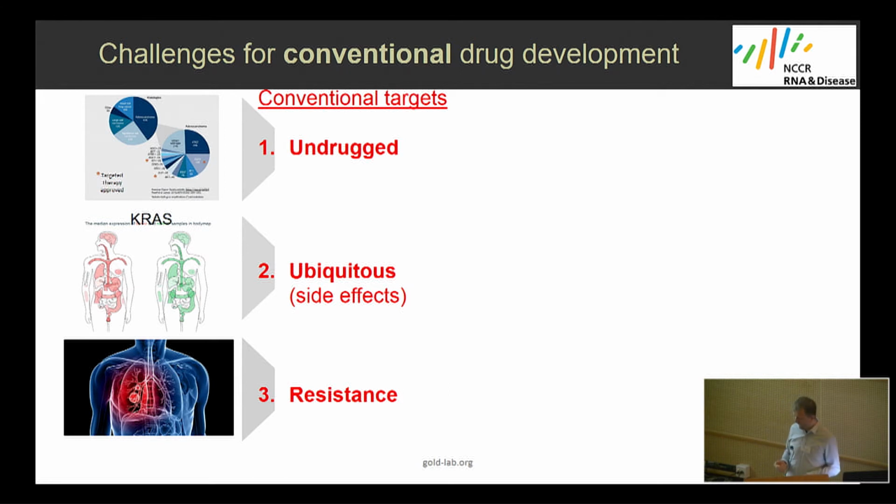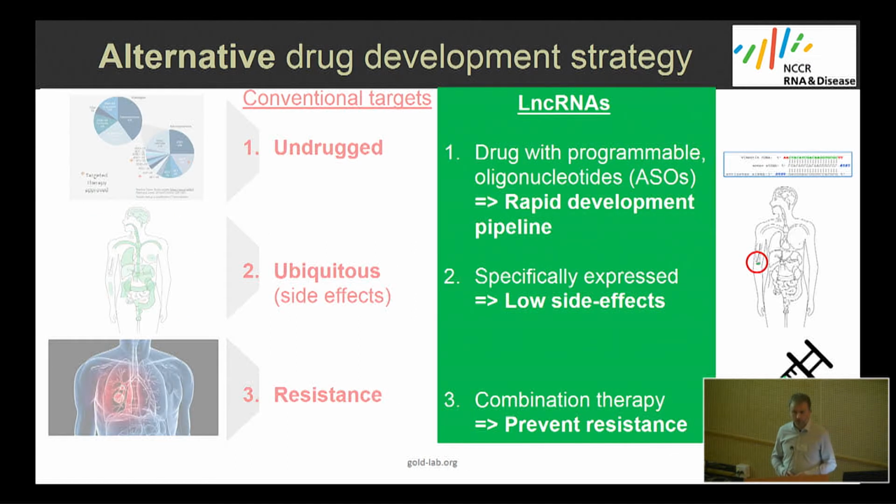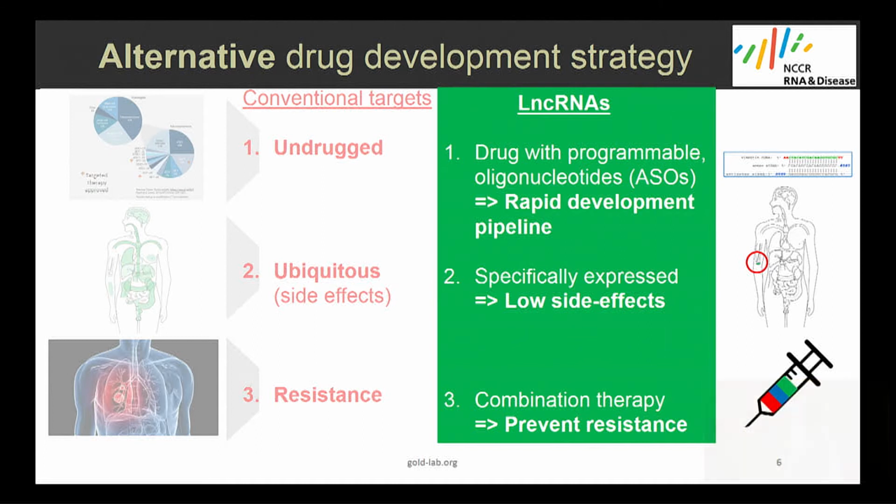Okay, so we have not solved really any of these problems so far, and I think there's at least some hope that we could address these issues using lincRNA therapies. Firstly, we can target lincRNAs with these antisense oligonucleotides, which I told you about, which we can program and develop very rapidly in the laboratory, and therefore hopefully economize and shorten the drug development pipeline. Secondly, I'm showing an example of Samson here, but many lincRNAs are very specifically expressed in tumor cells, and therefore we might avoid this problem of side effects. And thirdly, we might be able to combine these lincRNA oligonucleotides with existing therapies to try to avoid this problem of drug resistance.